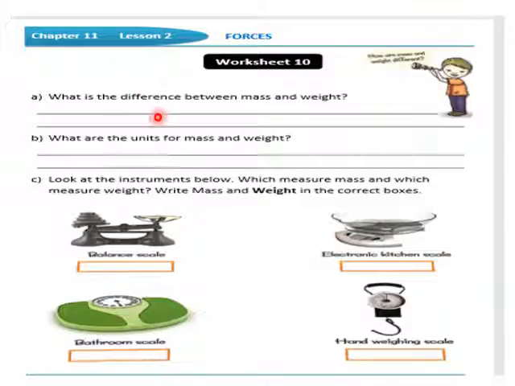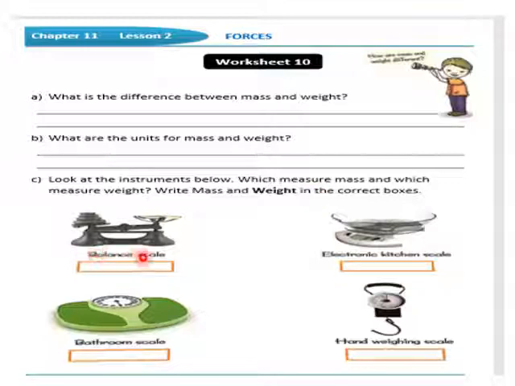So what is the difference between mass and weight? This is the first question. You will write the definitions of both of them, and you can recheck the video to remember the difference between them. Then the second question is: what are the units for mass and weight? Again, you can replay the video in order to find out the answer. And here, look at the instruments below: which measure mass and which measure weight? Write mass and weight in the correct box.